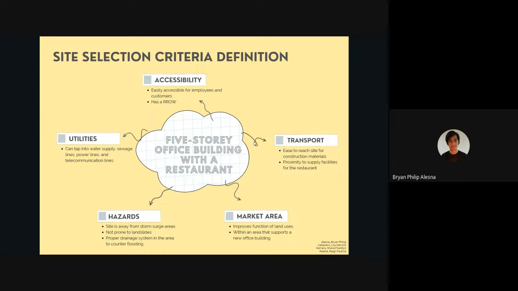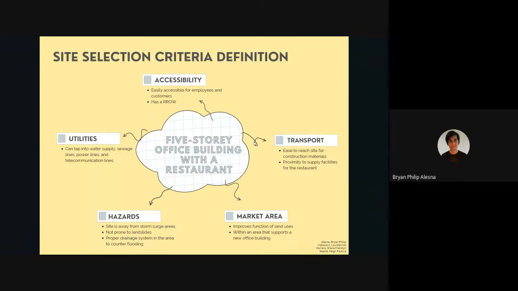It's my internet. Next is our site selection criteria. First off is accessibility. We want it to be easily accessible for employees and customers, so most importantly, it needs to have a road right of way. Then next we have the utilities. This refers to water supply, sewage lines, power lines, and telecommunication lines.